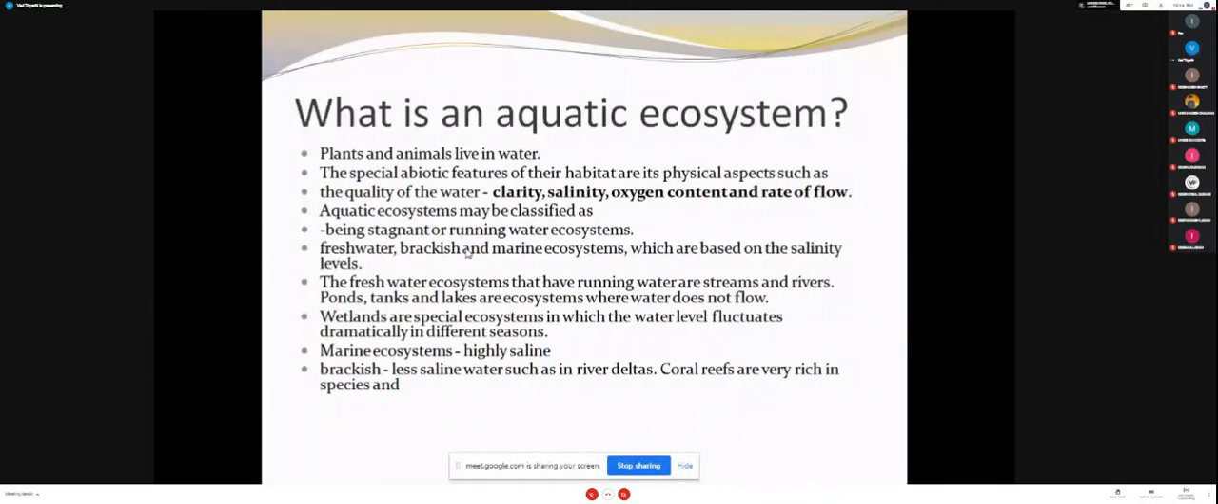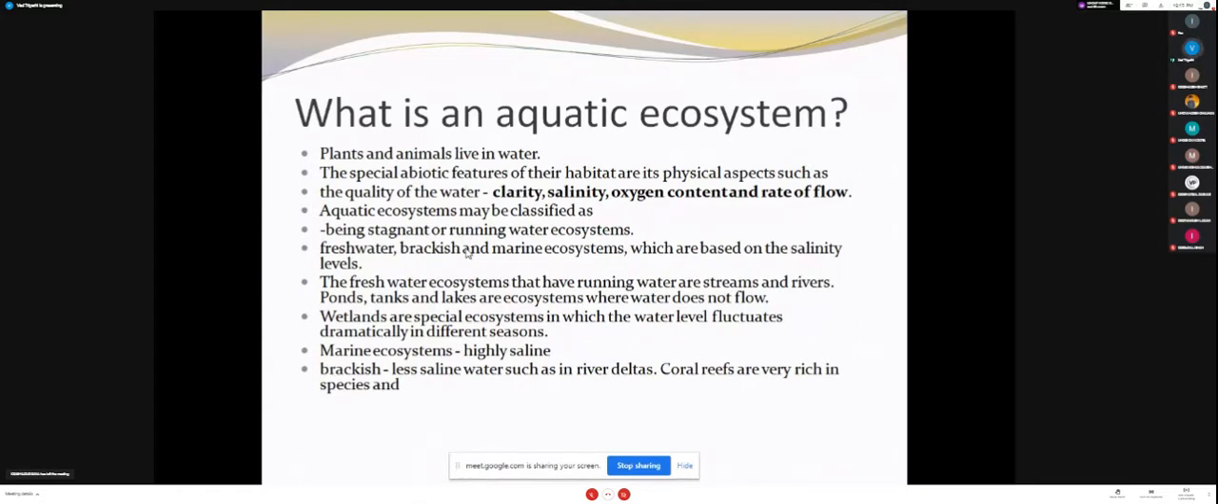And the rate of flow. So what is the rate of flow of water? Is the flow rate very high? In the hilly regions where there is a gradient, there is slope, the rate of flow of water is high, and in the planar regions the rate of flow is relatively low. So all of these define the quality of the water in that ecosystem. That is very important for aquatic ecosystems.